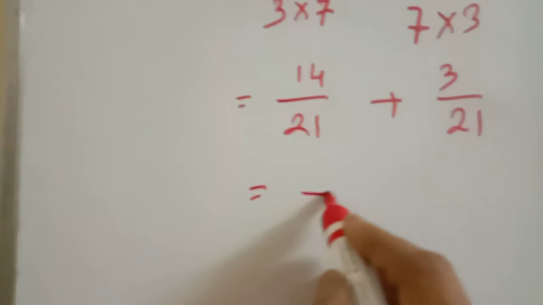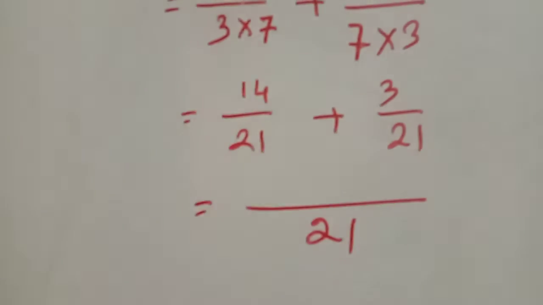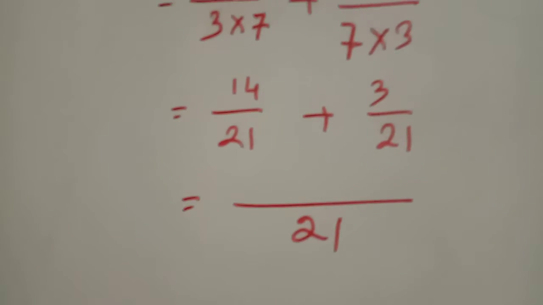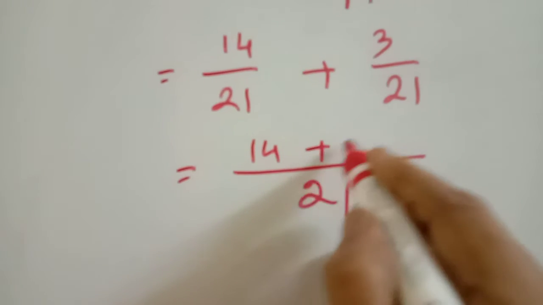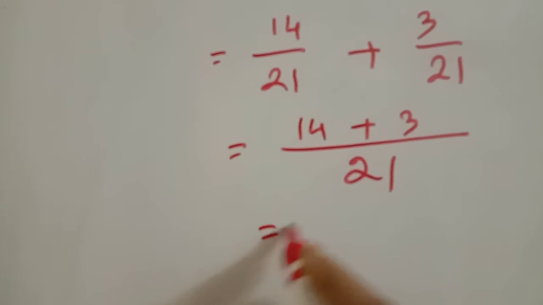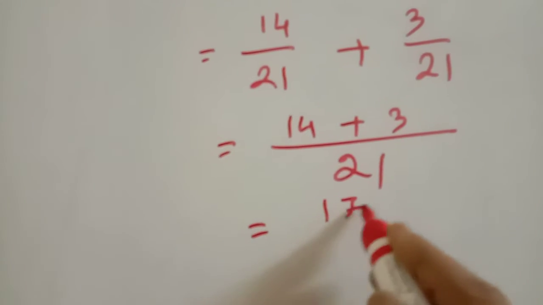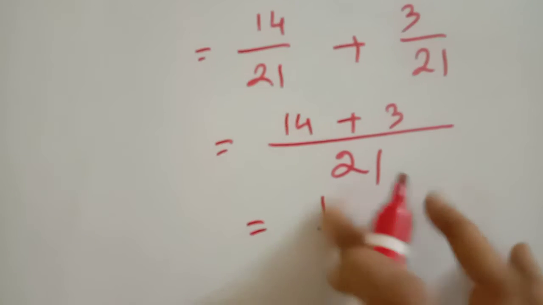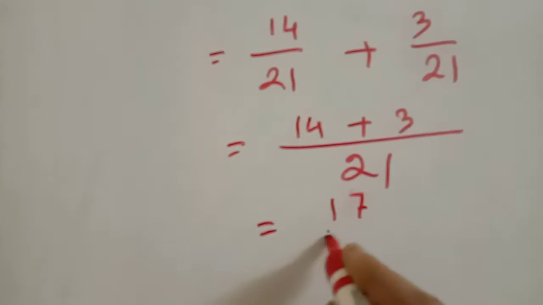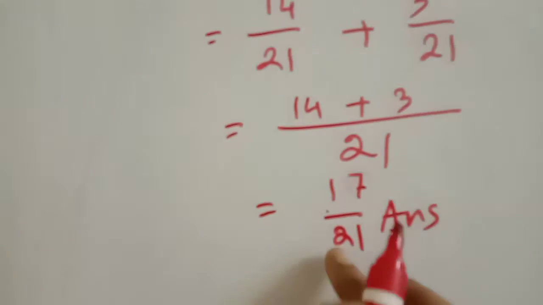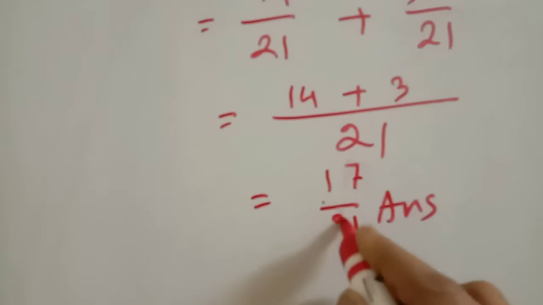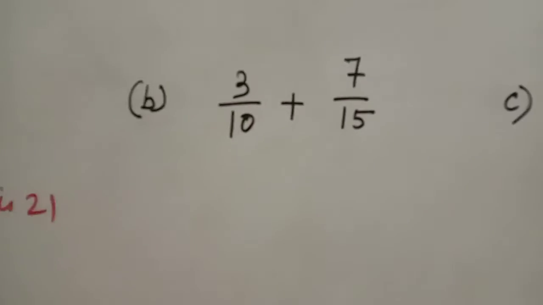Now it has become easy for you. When the denominators are the same, the LCM is 21, then 14 plus 3 is 17 by 21, and this is the answer only. Understood? Come to the next sum. Here you have to do the LCM again.